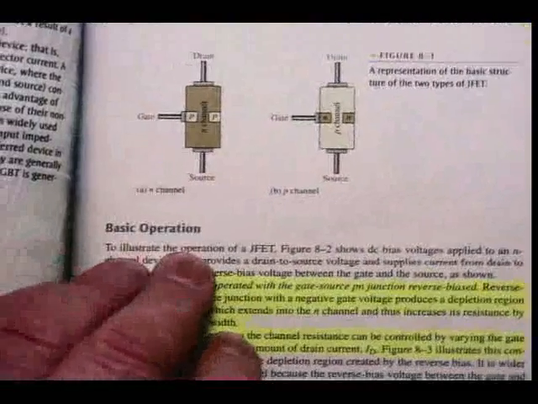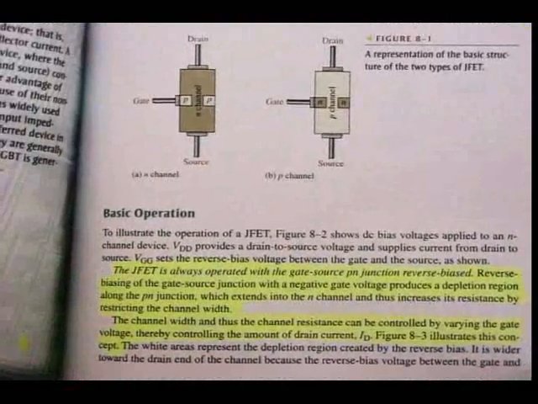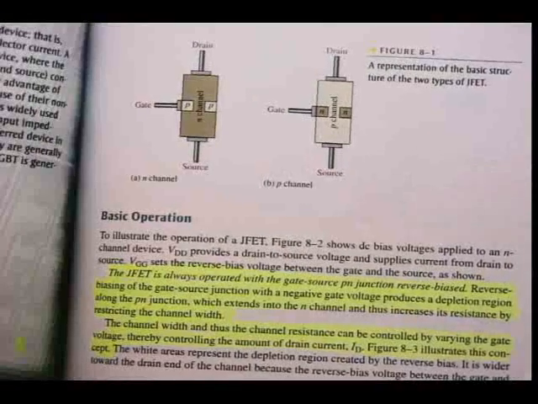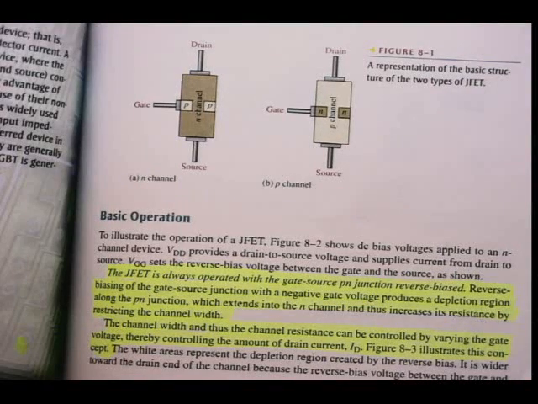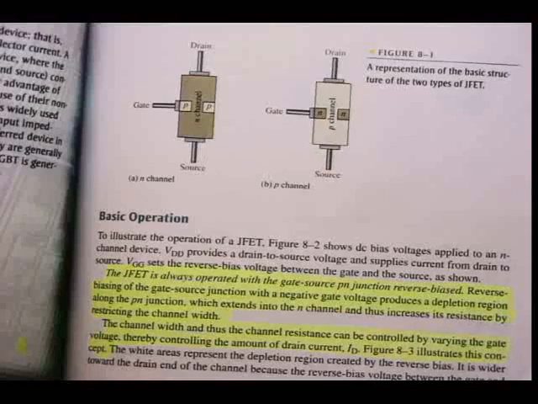If I increase VGS, but we will discuss it later again, the channel becomes narrower because of the depletion regions that are growing, and eventually the two of them will touch and no current will be able to flow through the device. Okay, that's the basic operation of the JFET. And of course the P channel will just be the opposite with the current flow. Right, the last paragraph there tells you the channel width and thus the channel resistance can be controlled by varying the gate voltage, thereby controlling the amount of drain current ID, as we've seen in that figure.